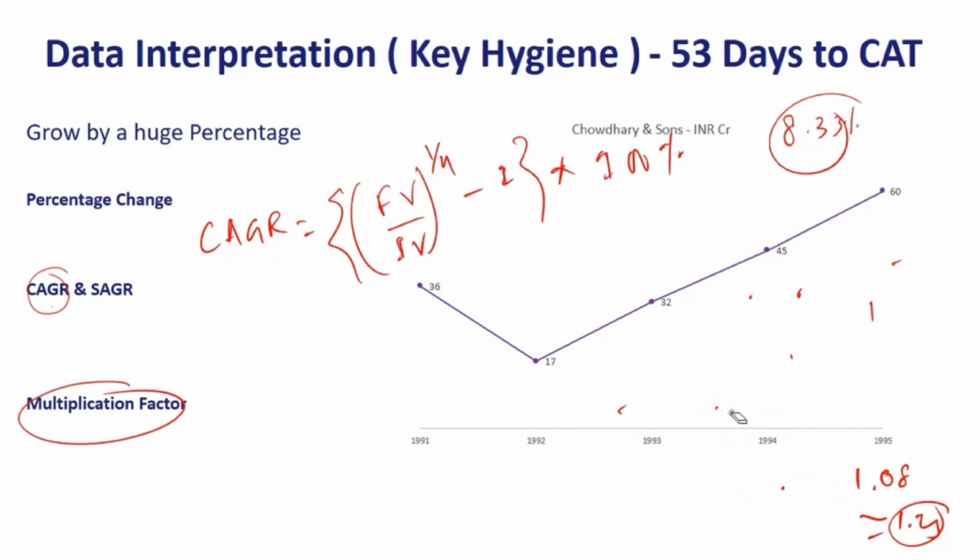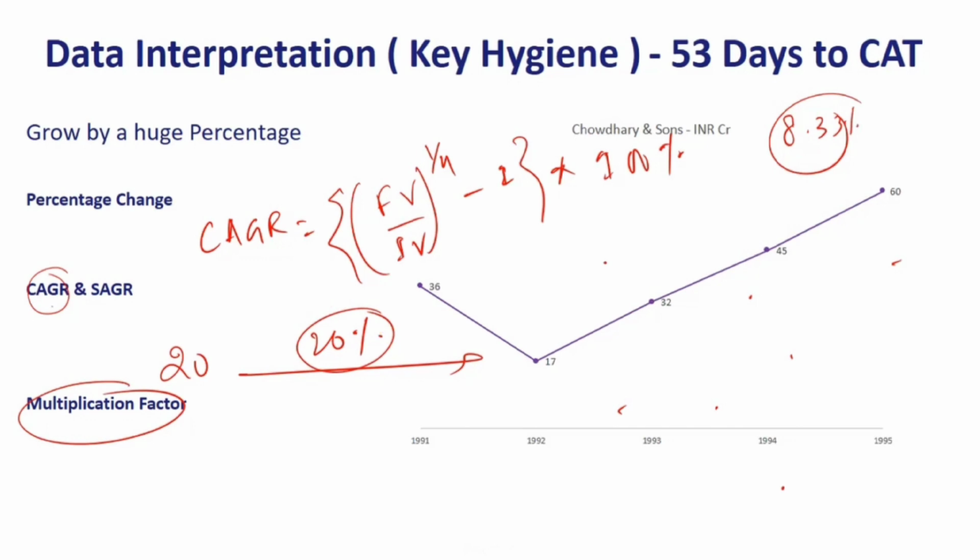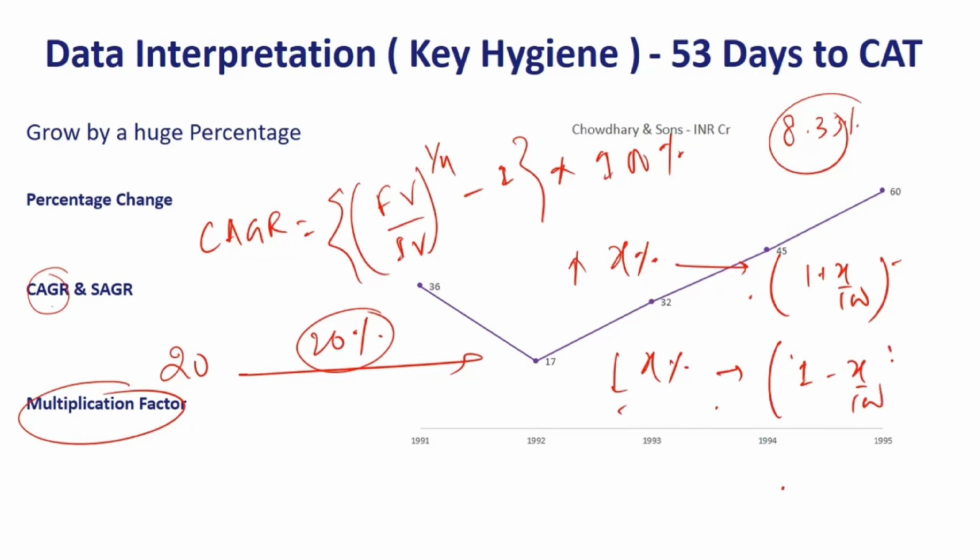Multiplication factor is converting a percentage increase or decrease into a multiple. For example, let's say I have to increase a number 20 by 20%. If I have to increase a number by x percent, I have to multiply the number by 1 plus x upon 100. And if I have to reduce a number by x percent, I have to multiply the number by 1 minus x upon 100. So in this case, 20% increase means multiplication by 1.2, finally giving me 24.